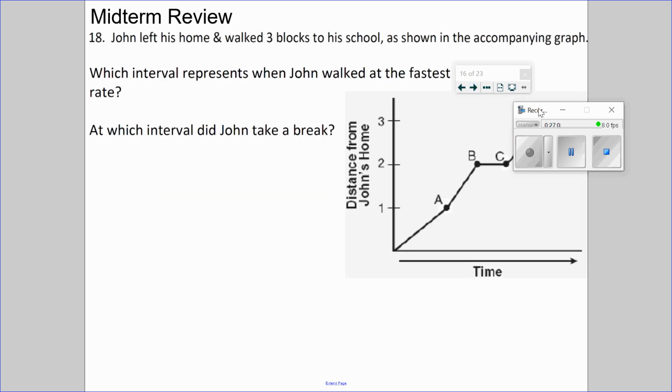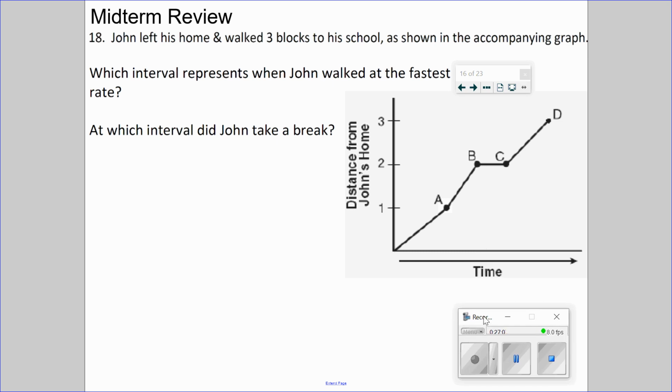Okay, this next one, they want us to look at this and make an interpretation. John left his home and walked 3 blocks to school as shown in the accompanying diagram. As time is increasing, so is the distance. Which interval represents when John walked the fastest rate? Well, you look at the steepness of a line. A fastest rate means a steeper line.